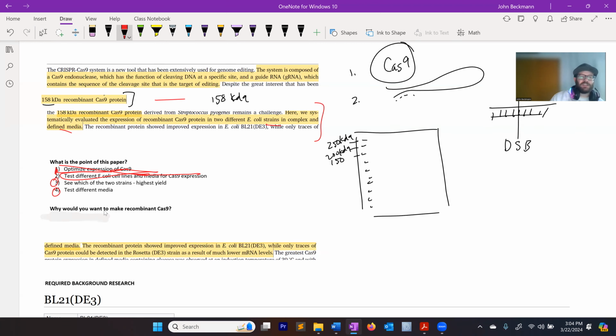Let's also just answer this question. Why would you want to make recombinant Cas9? For what purpose? I can't quite hear you. Well, use it how? Use it for what precisely?